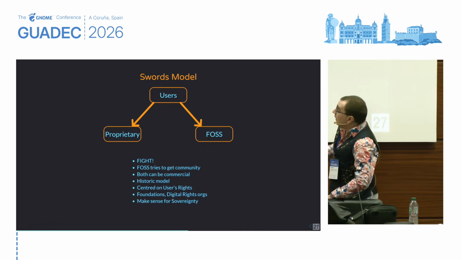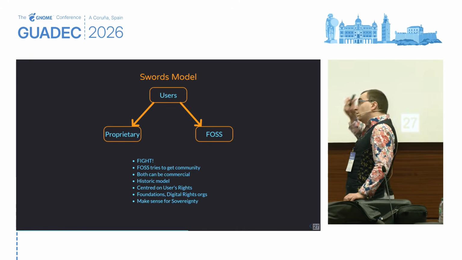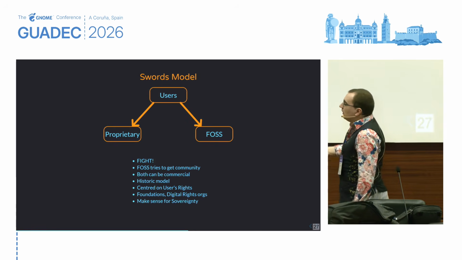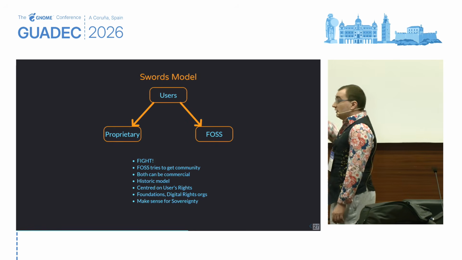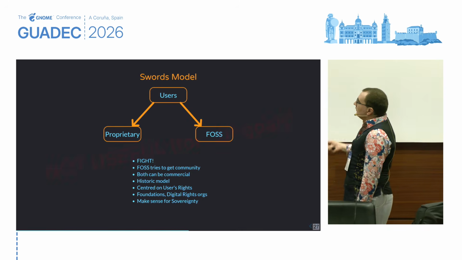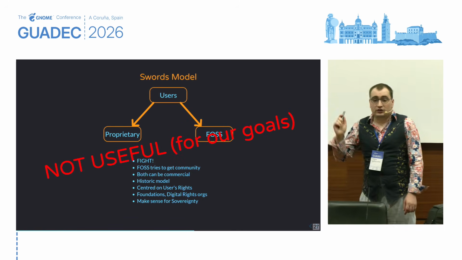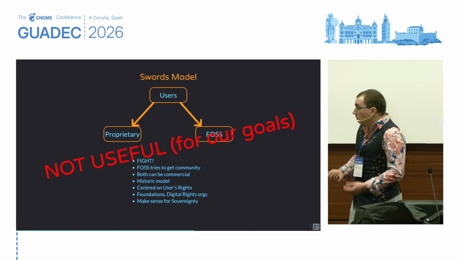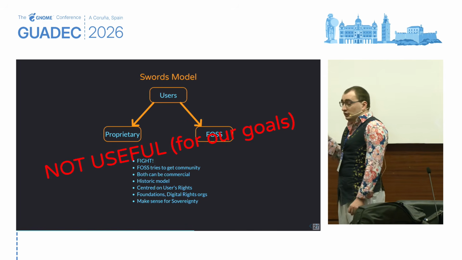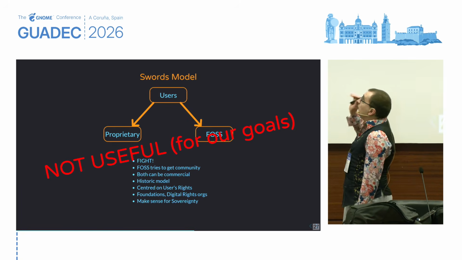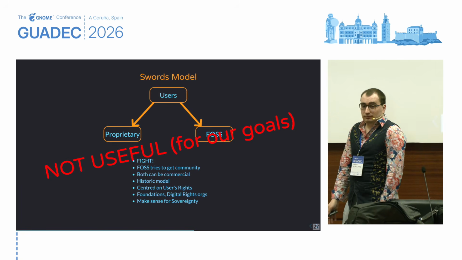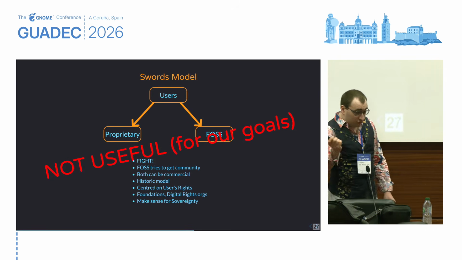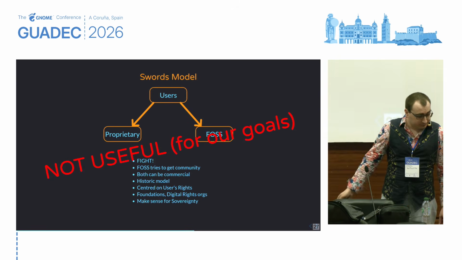So this model is really useful for sovereignty. It's really useful for digital rights, and that's why I still support it. I have a few donations and stuff like that, and I still believe in this. But it's not useful for our goals of keeping society running. If what we want is maintenance of all this software that runs society, this model is not useful. Doesn't mean it's useless, it's just not useful for this.